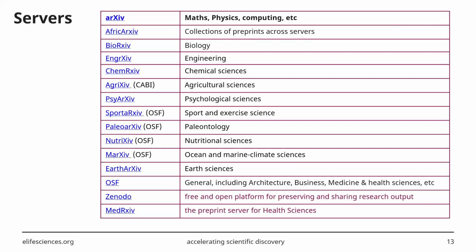Group 1 again, I want you to put it in the chat so that it's clear. Okay, group 1 is looking at archive and bioarchive. And group 2, looking at engineering and chemistry. Group 3 is looking at agri archive and sci archive. Group 4 is looking at sports and paleo. And group 5 is looking at Earth archive and OSF.